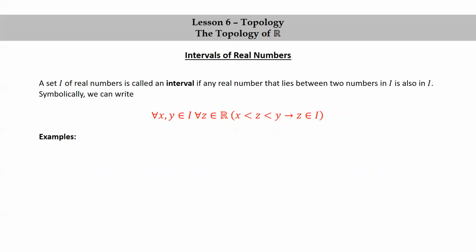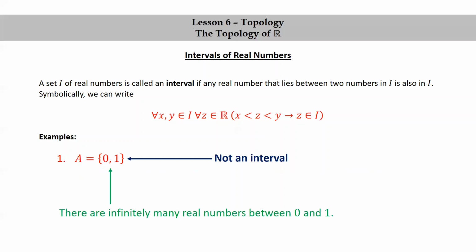Let's look at some examples. Let's let A be the set consisting of just 0 and 1. This is not an interval. In fact, there are infinitely many real numbers between 0 and 1, and none of those are in that set. As a specific example, 1/2 is a real number between 0 and 1, right? So we have 0 less than 1/2 and 1/2 less than 1, but 1/2 is not in the set A.